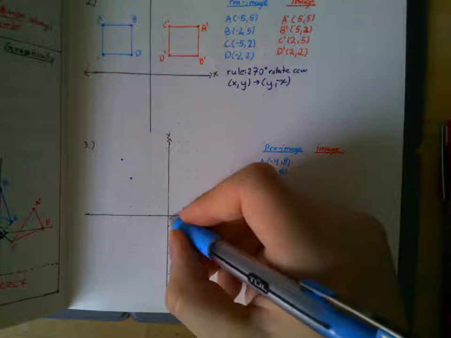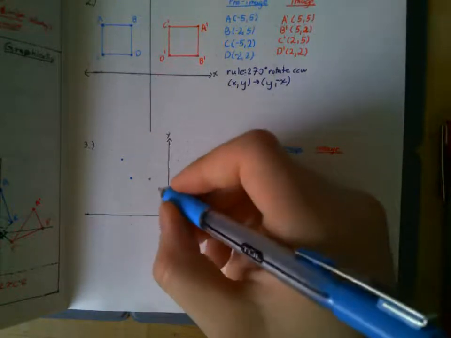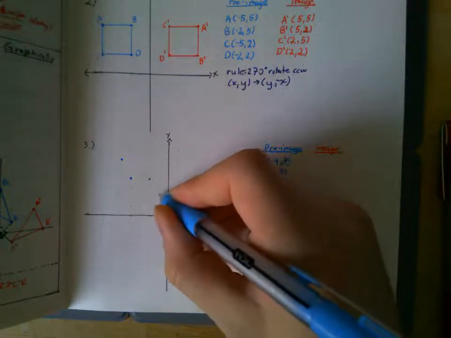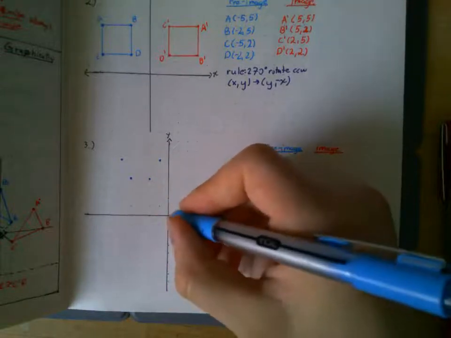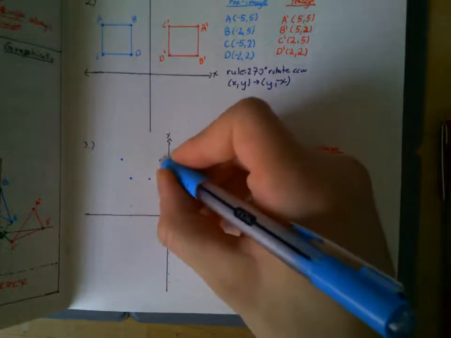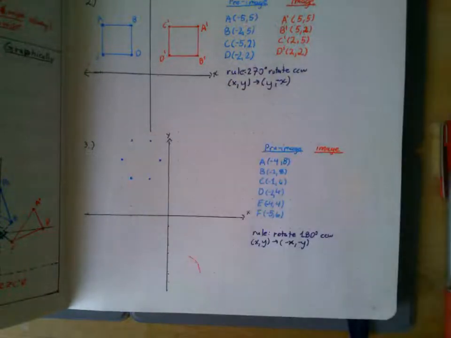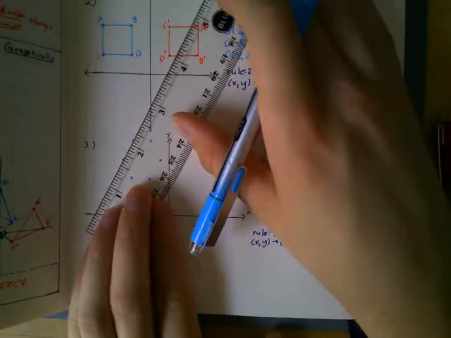D is negative 2, 4. 1, 2, 1, 2, 3, 4. C is negative 1, 6. 1, 1, 2, 3, 4, 5, 6. Okay, B is over 2, up 8, so that was 8, 7, 6. And this one's right here. So here is our lovely hexagon. Okay, let's get all these points connected and we'll label them up.